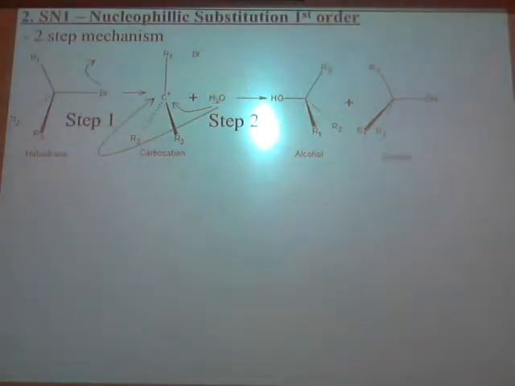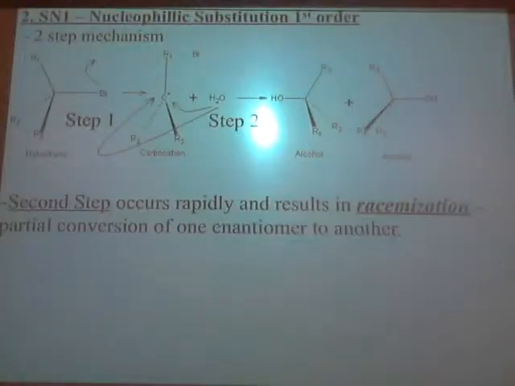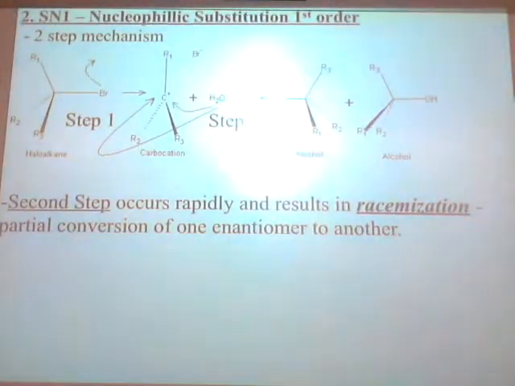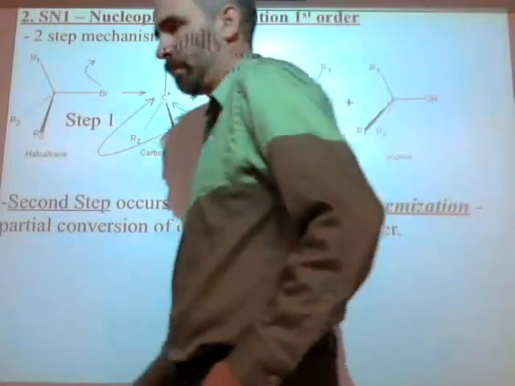Okay, so let's write all this down now. The second step, of course, is going to occur very rapidly, like I said, and it results in racemization, which basically means you're going to partially convert one enantiomer into another, but not entirely. It's going to be about a 50-50 mix.